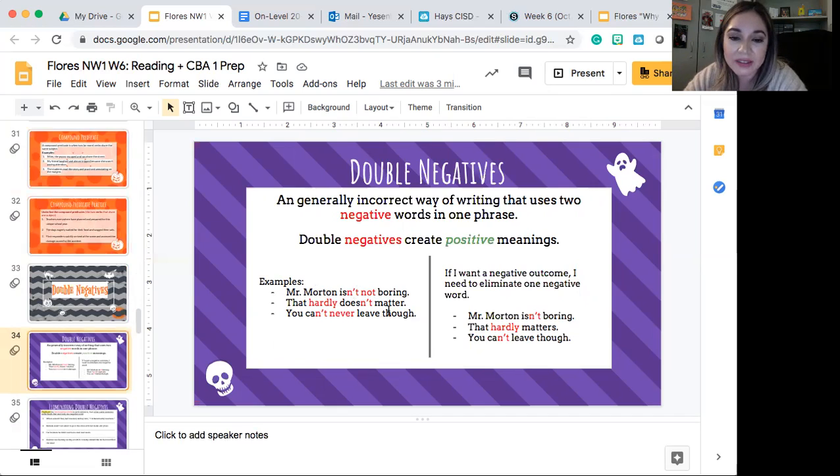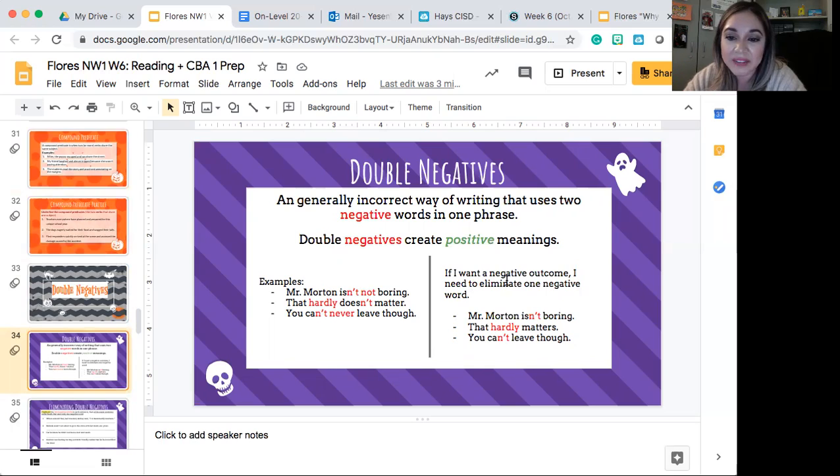Take "That hardly doesn't matter." Hardly is considered a negative term, even though it doesn't have the "not" or "never," right? It's not as obvious, but hardly is a negative. So saying that hardly doesn't matter is like saying it does matter. "You can't never leave" is saying you can leave.